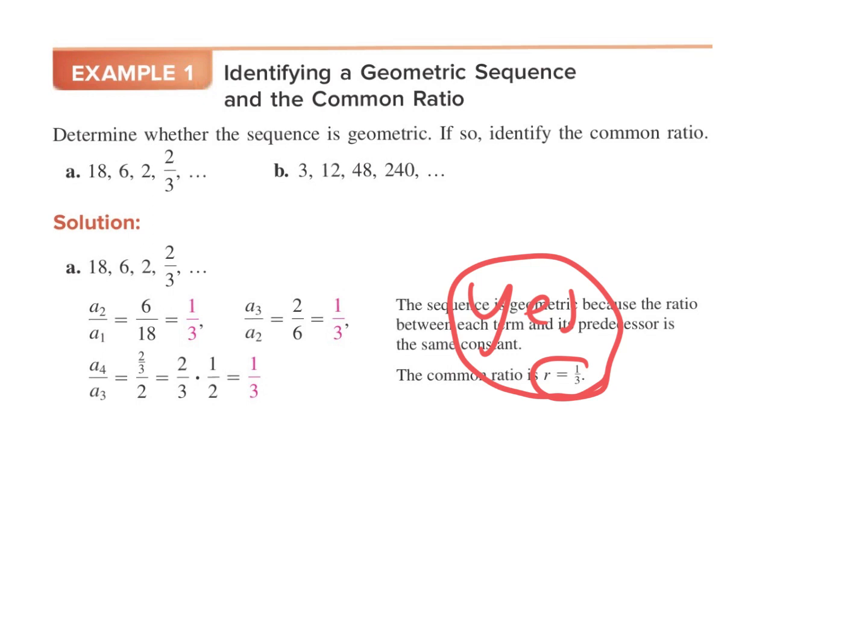Okay. I know there's a lot of writing there. I just copied that from the book, but saying what the common ratio is, and then also saying that yes, it is geometric, then you're good. Okay. How many had that? All right, good. How about B?